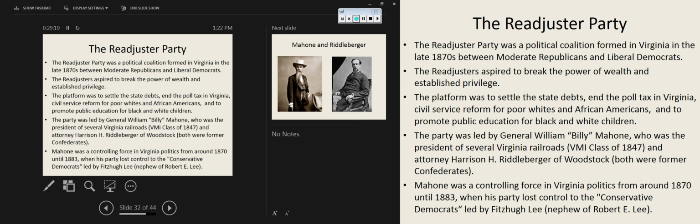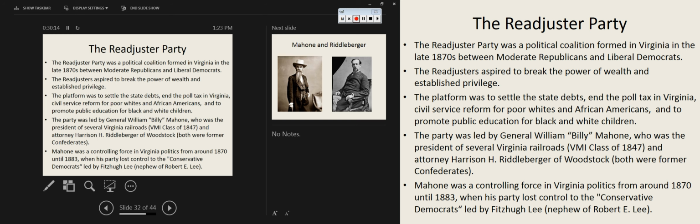All right, let's talk a little bit about the Readjuster Party. The Readjuster Party is a movement in Virginia, a political coalition formed by moderate Republicans and liberal Democrats after the American Civil War and toward the end of the Reconstruction period. The Readjusters wanted to break down the power of the wealthy and the elite in Virginia and provide opportunity for poor whites and African Americans. The platform: settle the state debt following the Civil War, end the poll tax in Virginia, provide civil service reform for poor whites and African Americans, and provide public education to remote and rural areas for African American and poor white children.